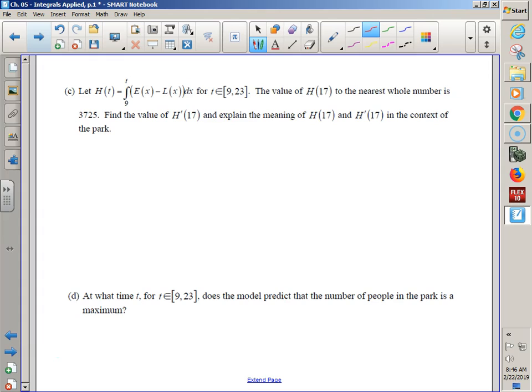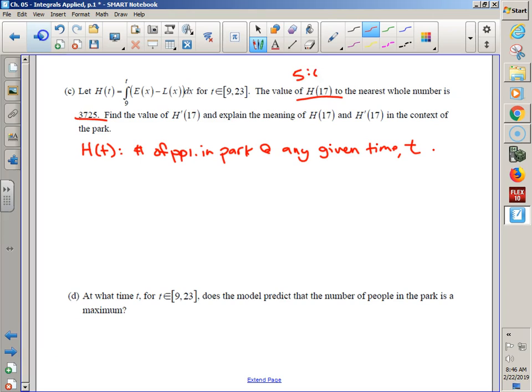Yeah. So right away, it might be helpful for us to say, oh, hey, H of t finds the number of people in the park at any given time t. Oh, okay. So when it says something about H of 17, that's interesting. They're telling me how many people are in the park at 5 p.m. Because didn't they just talk about 17 a lot?